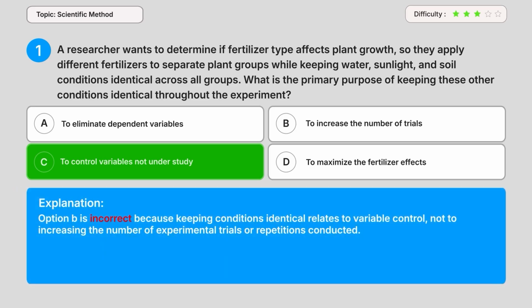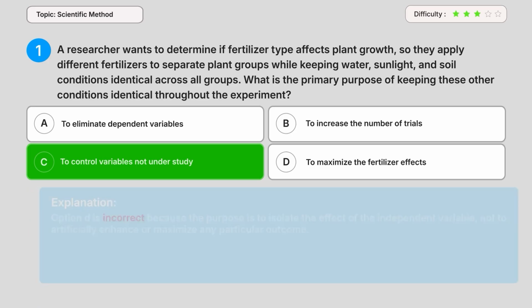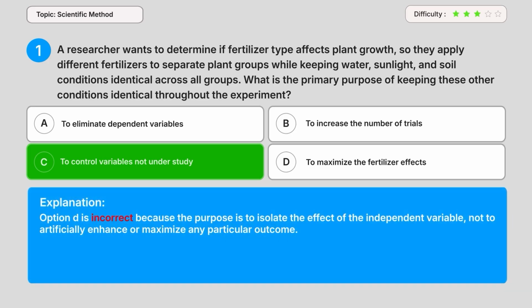Option B is incorrect because keeping conditions identical relates to variable control, not to increasing the number of experimental trials or repetitions conducted. Option D is incorrect because the purpose is to isolate the effect of the independent variable, not to artificially enhance or maximize any particular outcome.